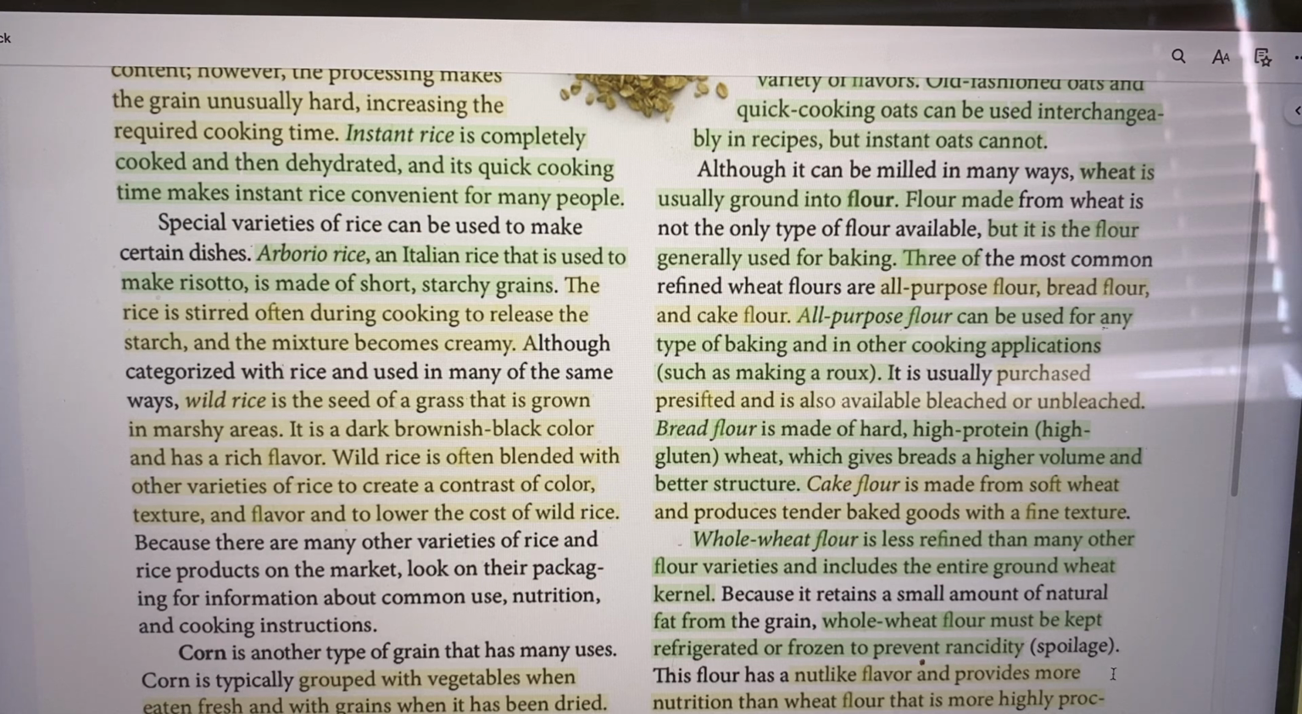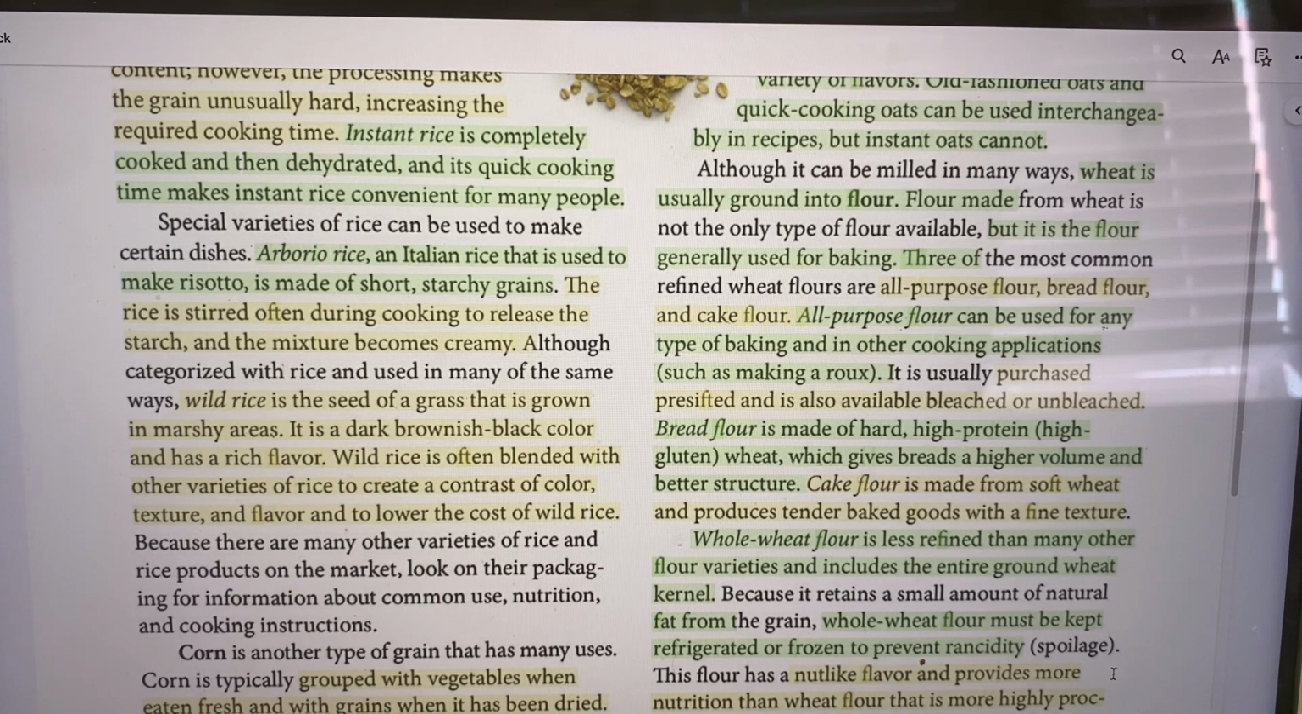All-purpose flour is usually purchased pre-sifted. We used to have to sift flour all the time, but now it's available already pre-sifted, and it's also available bleached or unbleached. So that's all-purpose flour. Now let's go on to bread flour. Bread flour is made of hard, high protein, high gluten wheat, which gives breads a higher volume and a better structure.